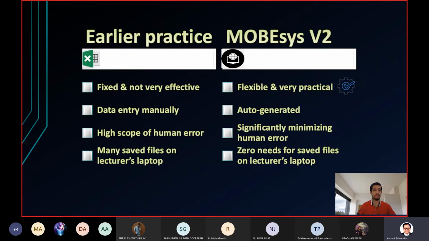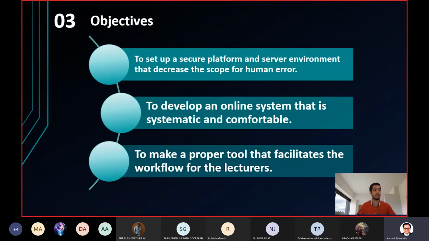So our objective for developing such a system is to set up a secure platform and server environment, and also decrease the scope of human error, as I just mentioned before. Also, develop an online system that is systematic and comfortable, and also has a very friendly user interface that the lecturer can use in a simple way. Also, to make a proper tool that facilitates the workflow for the lecturer, because our main focus in developing such a system is to ease the work of the lecturer as much as possible.